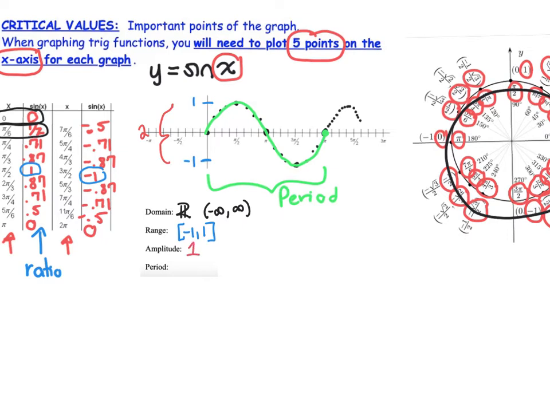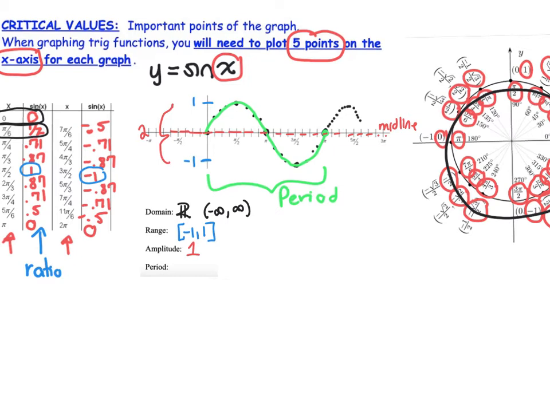Another way to look at it is to ask, where's the midline? The midline is this horizontal line that goes right through the middle of the graph, so I call that the midline. And you'll notice that from the midline to the highest point is 1 unit, and from the midline to the lowest point is 1 unit as well.